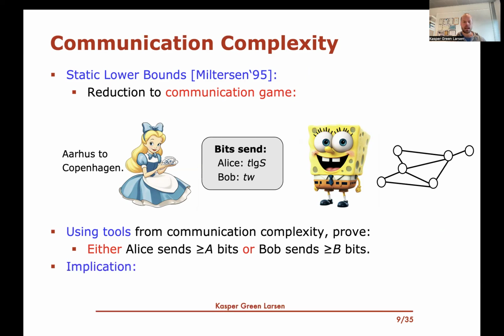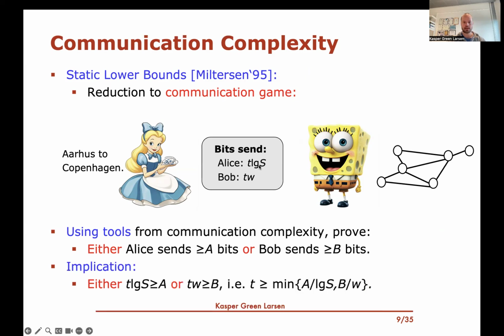Okay. And if we could prove such a lower bound, well, then we can just plug in and see, we had this communication protocol, right? So we know now that either T log S has to be at least A or TW has to be at least B. We can solve for T in both of these equations. And this gives us a final lower bound on the query time saying that T has to be at least the minimum of A divided by log S or B divided by W, right? That's the lower bound on the query time, the number of probes, based on the space usage S, the number of bits W. And of course, then we have to derive this lower bound on A and B. So let's try and do so.